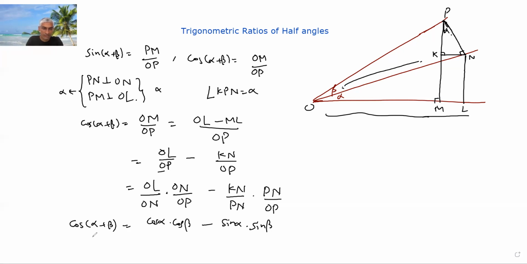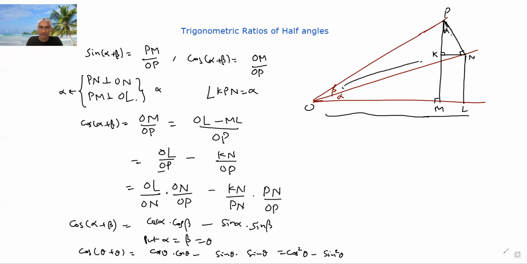So substituting alpha equal to beta, say some theta, cos of theta plus theta will be equal to cos theta into cos theta minus sin theta into sin theta. So this will be equal to cos square theta minus sin square theta. So cos 2 theta equals cos square theta minus sin square theta. Writing cos square theta as 1 minus sin square theta, you will get it is 1 minus 2 sin square theta. Or sin square theta, if you write as 1 minus cos square theta, you will get it as 2 cos square theta minus 1.